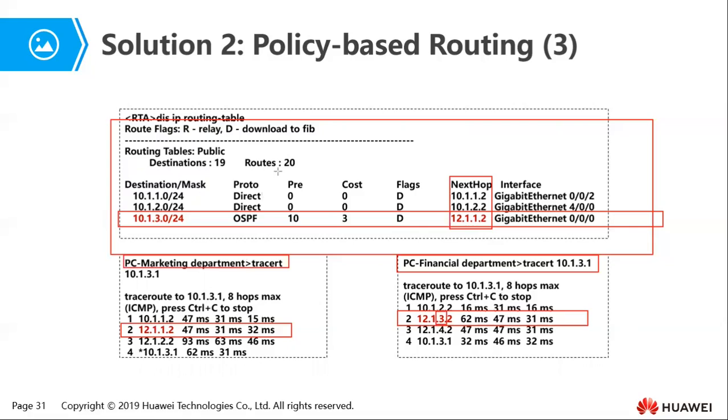So when we apply policy-based routing, it does not affect the entry in the routing table, unlike routing policy. Remember the routing policy where we changed the cost, but here everything in the routing table remains the same. We are simply not going to forward those packets based on the routing table, but based on this policy-based route that we've created. Okay.